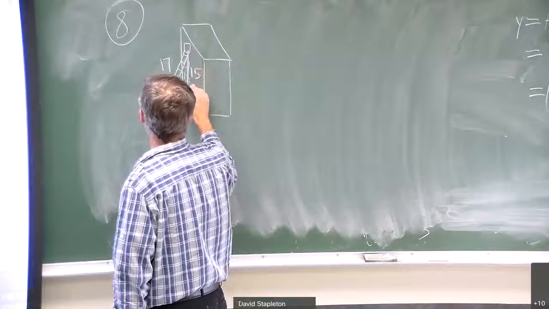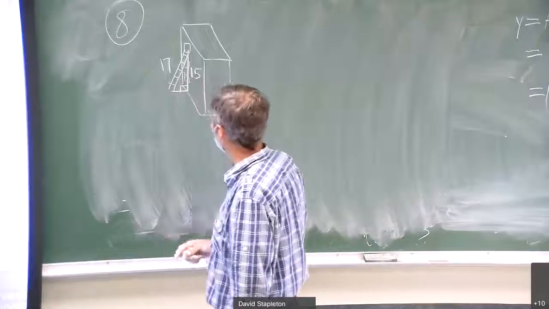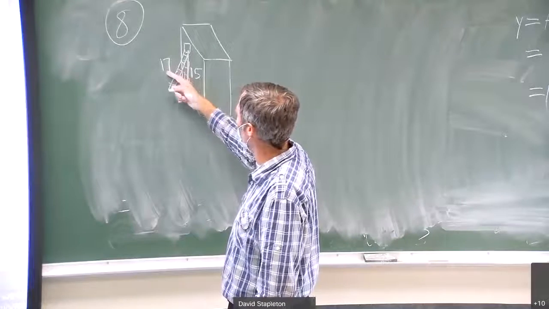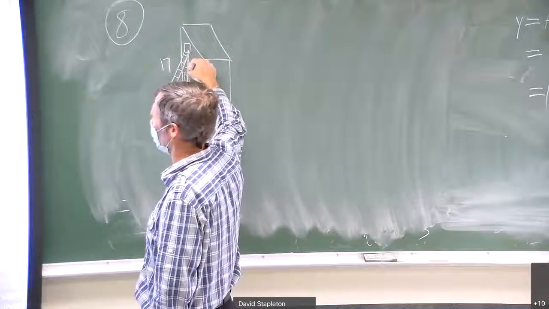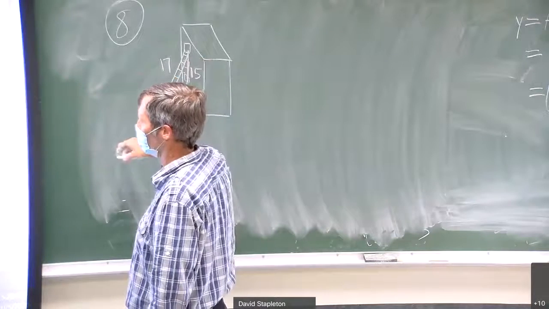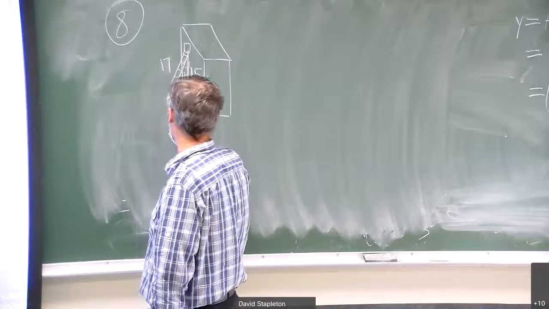Always assume, unless we say otherwise, that the ground is level and the building is horizontal. So it's 15 feet here, 17 feet here, and it's asked this time, instead of the angle between the ladder and the building, what angle in degrees does the ladder make with the ground? So what's this angle theta?